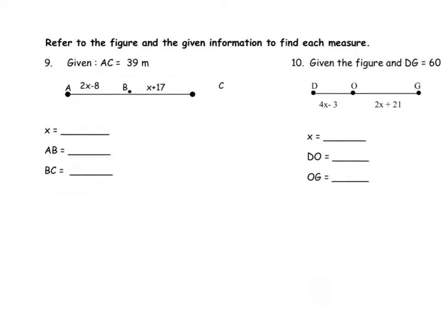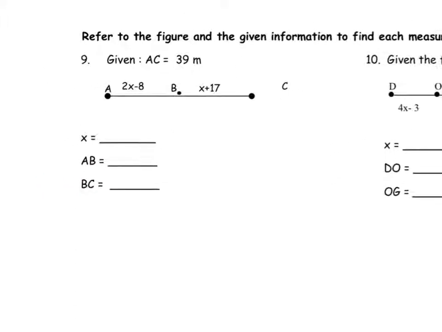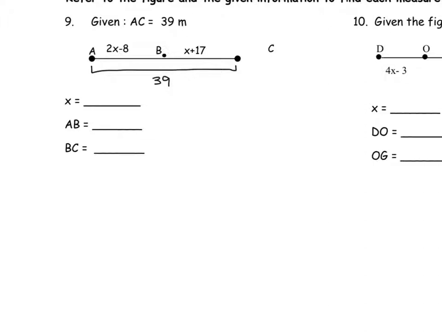Okay, we're going to try one more together. So here we're given a figure, and we're going to use the figure and the given information to find each measure. So here we are solving for x, AB, and BC, so different lengths. So for number 9, our only given is that AC, and this is point C at the end, this entire distance, and we can draw it like this, is 39 meters. So they would like us first to find x, and then again the length of AB and the length of BC. So I'm always going to start by making my angle addition postulate equation.